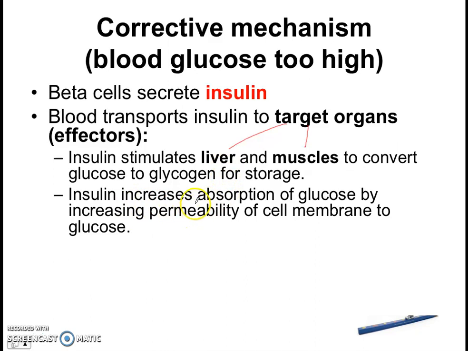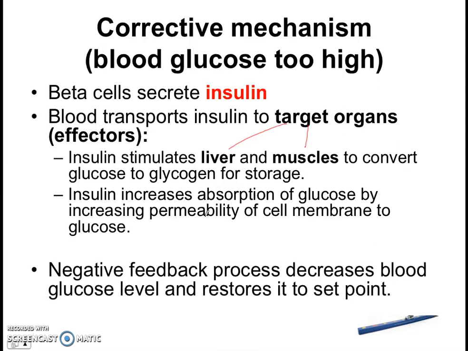Insulin also increases glucose absorption by increasing the permeability of the cell membrane to glucose. So liver cells and muscle cells become more permeable to glucose. Glucose will diffuse inside and they will convert the glucose into glycogen. So as a result, glucose is removed from the bloodstream, and this negative feedback process will decrease the blood glucose level and restore it to the original set point.